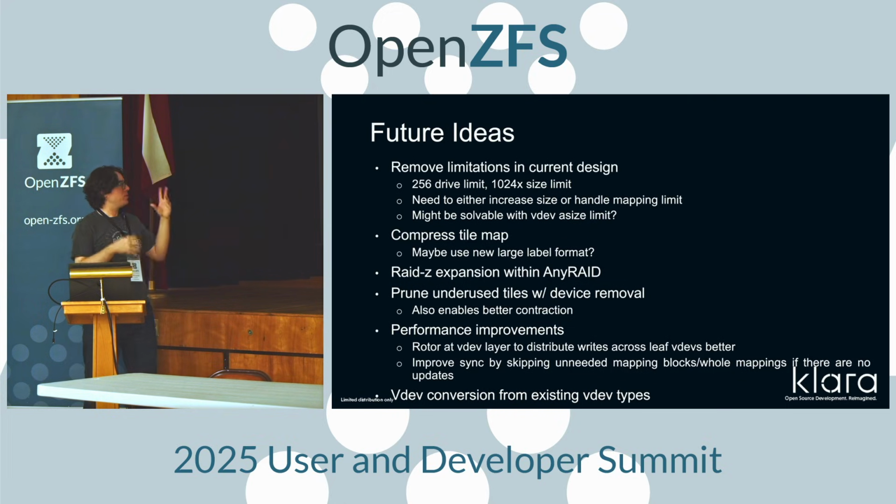If we had our tile map able to fit in the new large label format or something like that, then we could do it without having to use that space at the start of every disk, or we could store a compact enough version that it would fit in this other reserved space, and we could take advantage of that and do that VDEV conversion.